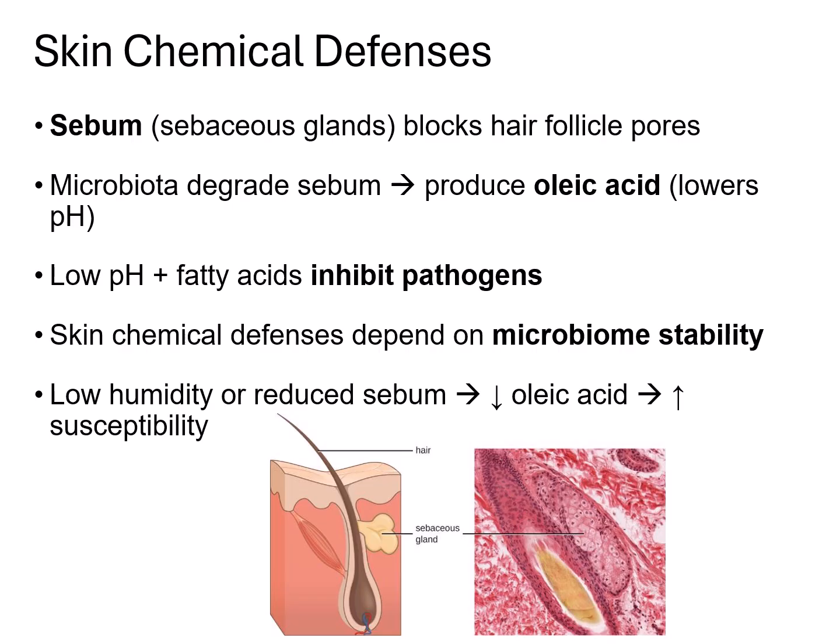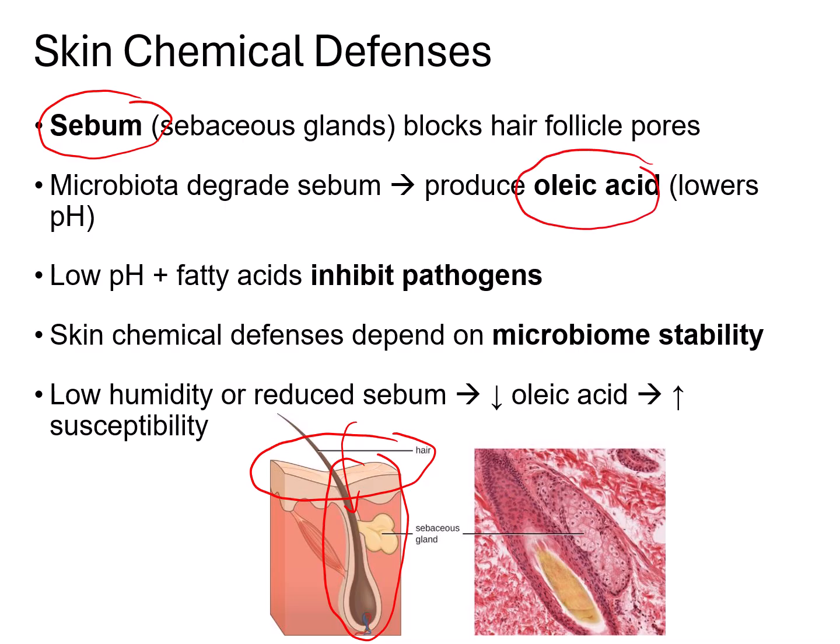In our skin, sebaceous glands secrete sebum, and that helps block hair follicle pores so pathogens cannot enter. We also have skin microbiota that will convert the sebum into oleic acid, and that lowers the pH of the surface of the skin and thus inhibits pathogen growth. So a stable, normal microbiome is key.